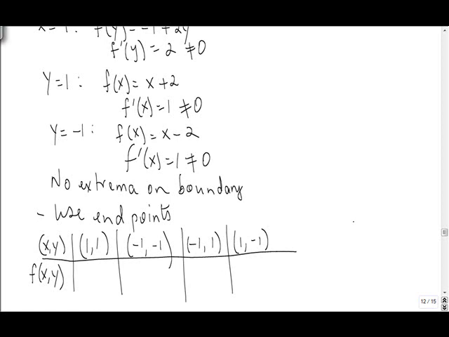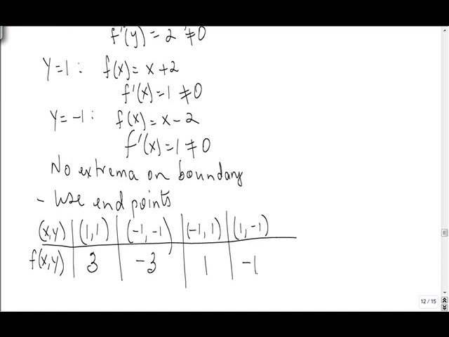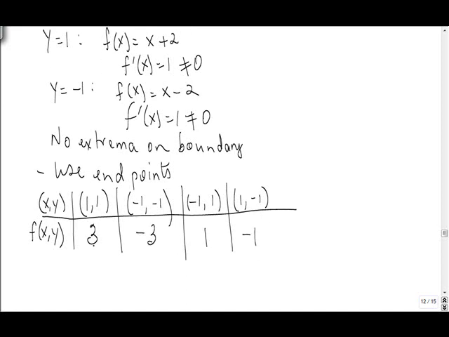Now f of xy is x plus 2y. So take all of these points and put it into there. So x plus 2y, this becomes a 3. Then minus 3, then 1, then minus 1. So the highest value is 3. So here is your global max. Your lowest value is negative 3. Here is your global min. So that's the first one.